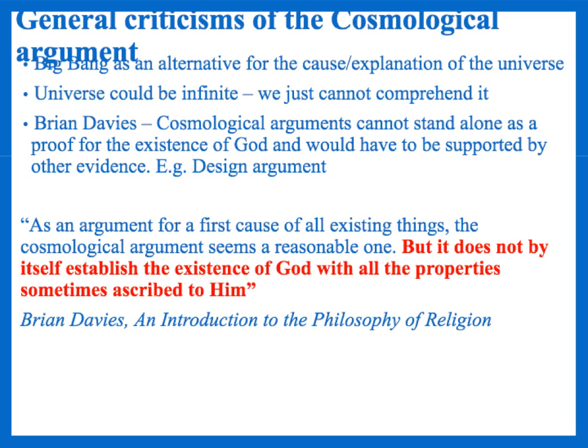Brian Davies also says that cosmological arguments don't just work on their own. You have to supplement them with, say, something like the design argument to make them more secure. And I think this quotation from An Introduction to the Philosophy of Religion is quite interesting. He says, it seems a reasonable one as an argument, as establishing a first cause, but by itself it does not establish the existence of God with all of the properties sometimes ascribed to him. And that links to Hume's point, even if we did say it was God, who's to say it's the Christian God? It could be an infant God, it could be a league of gods. So it might just show there's a first cause, but does it really pinpoint a Christian God or a Muslim God? Maybe not.